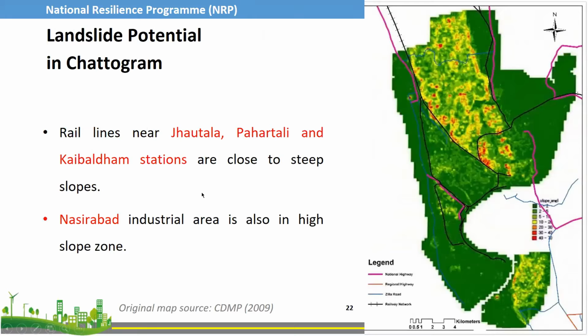And now landslide potential. We don't have that much issue as our network is not directly in the landslide-prone area, but there are 3 rail stations near this area, and the Nasirabad industrial area actually falls into our high slope zone.